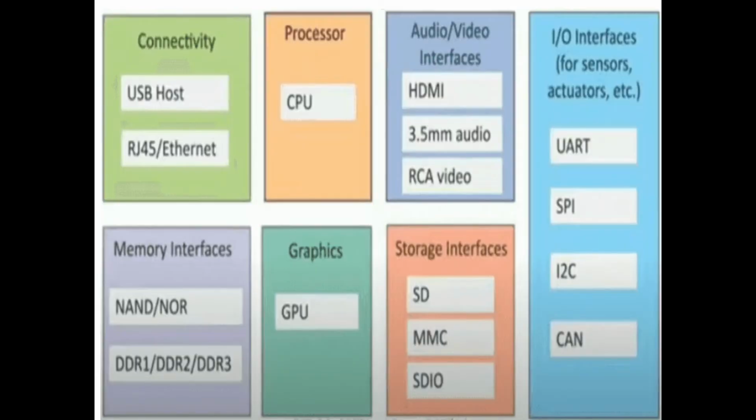Now let us see this diagrammatic representation of the different devices we have to use. These are the different devices. Some devices we use for connectivity, some devices are processors, some are audio or video interfaces, and then IO interfaces, memory interfaces, graphics, and storage interfaces. Now let us see them one by one.